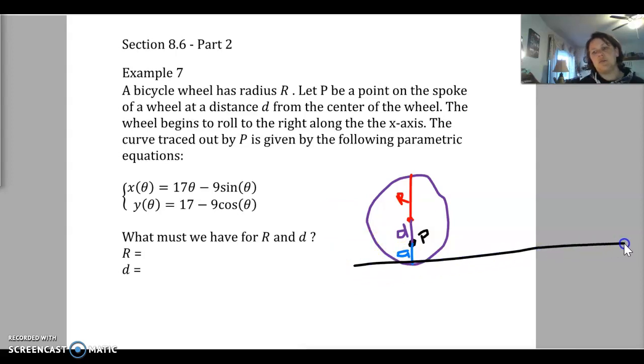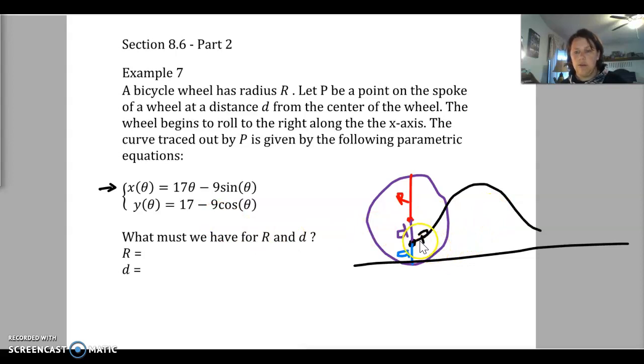Okay, so now let's go ahead and draw this wheel on the x-axis, which is also the same as the ground. So the curve that is mapped out on this equation is this point P. Now this graph is given by these parametric equations right here. X of theta is equal to 17 theta minus 9 sine theta, and 17 minus 9 cosine theta for y. You could map those on Desmos and see what the graph actually looks like for those also.